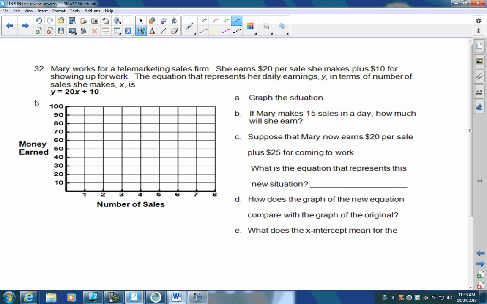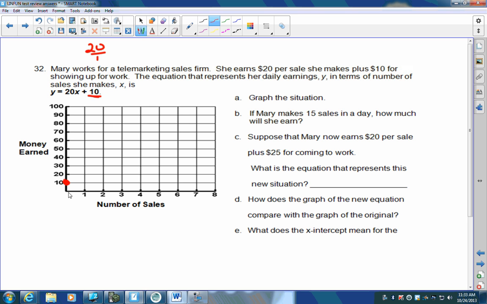Okay. It gives you an equation. It says Mary works for a telemarketing sales firm. She earns $20 per sale she makes plus $10 for showing up for work. So it gives you the equation of what she earns. And it says to graph it. The 10 is my B. That's my beginning. So I'm going to start at 10 and put a dot. 20 is my slope. Well, that's 20 over 1.